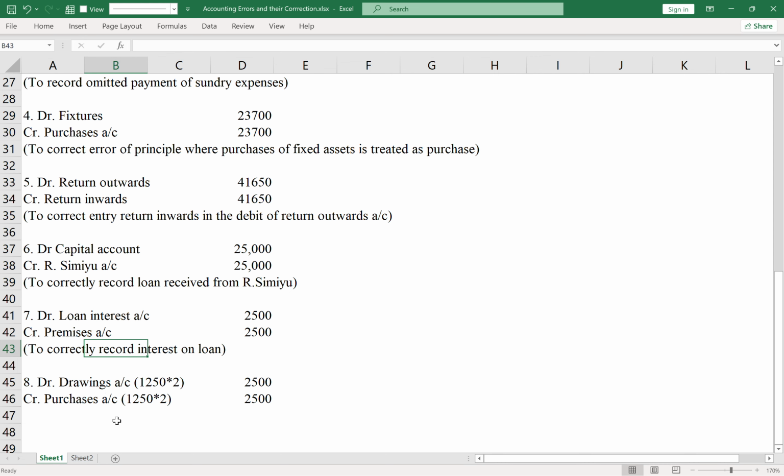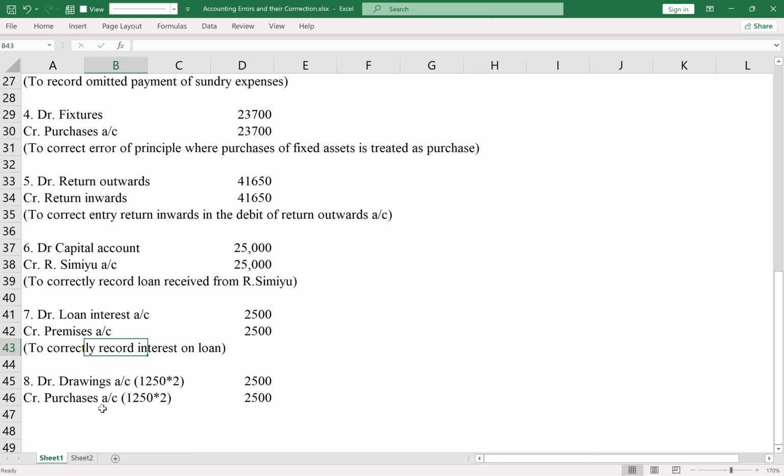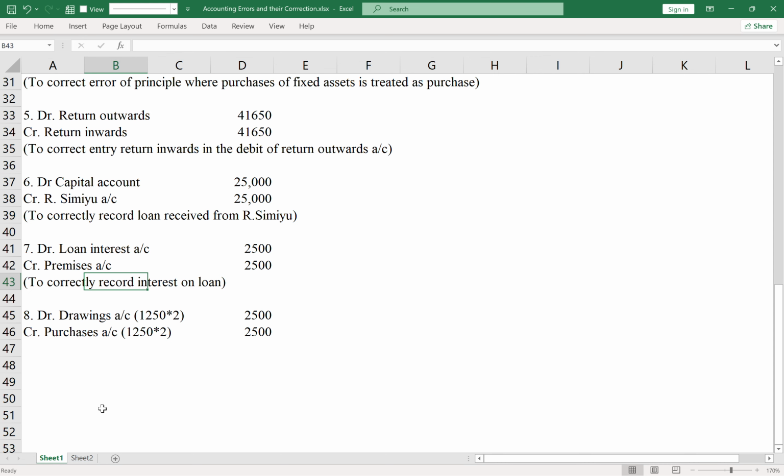So instead of showing both entries here, that's why we have multiplied by 2. Instead of showing them separately, the amount involved is doubled and a single entry is made, but with the double values. So we are going to multiply this by 2 to get 2,500. And the same scenario applies to the purchase account of 12,500 and 1,250, which we multiply by 2.